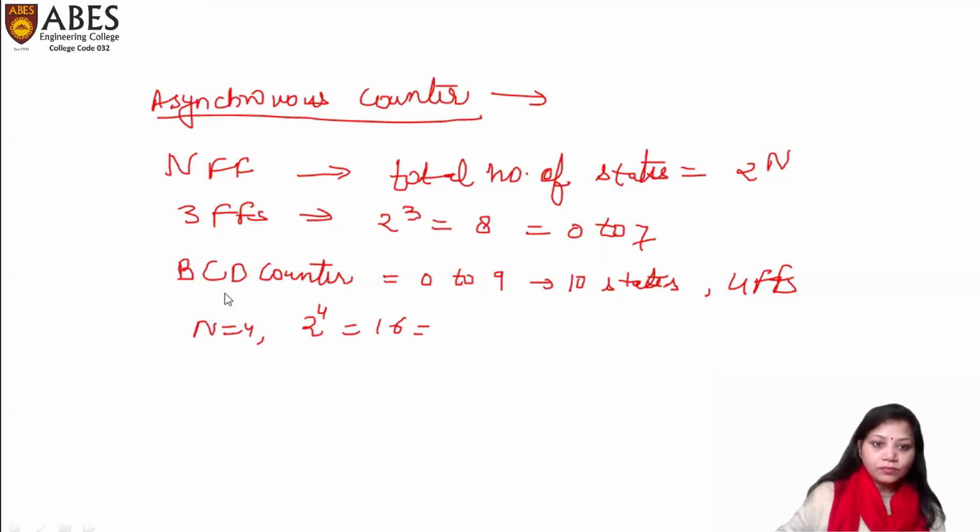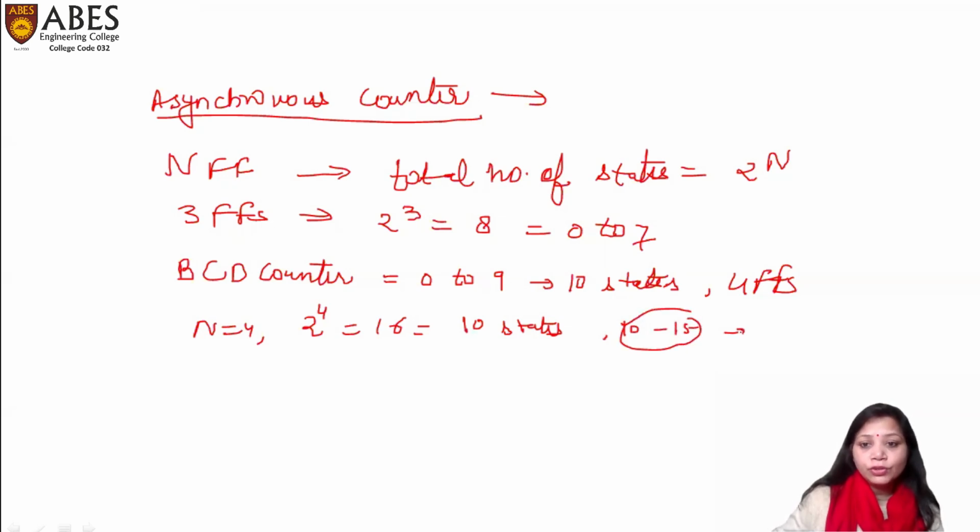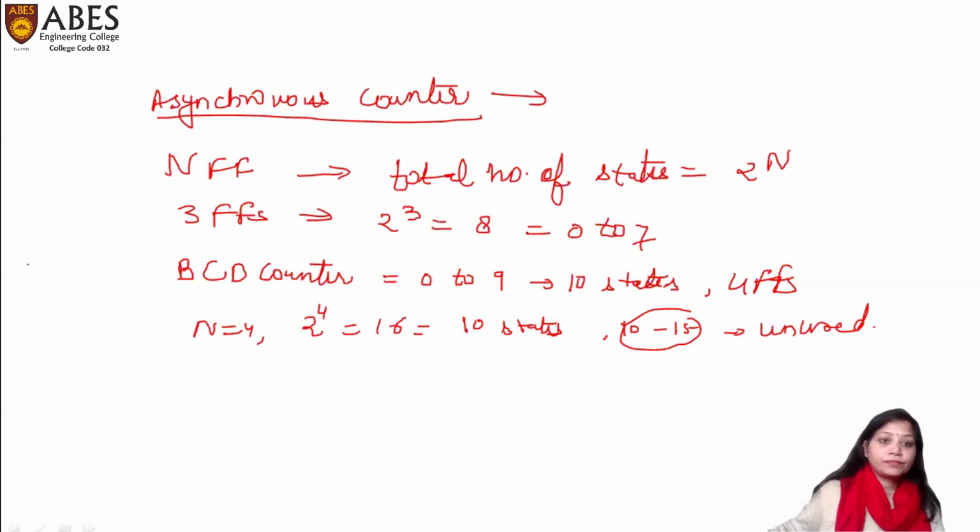So that means 0 to 9, total 10 states will be used but 10 to 15 states will not be used. So these states are unused. So for designing a BCD counter, we require 4 flip-flops.